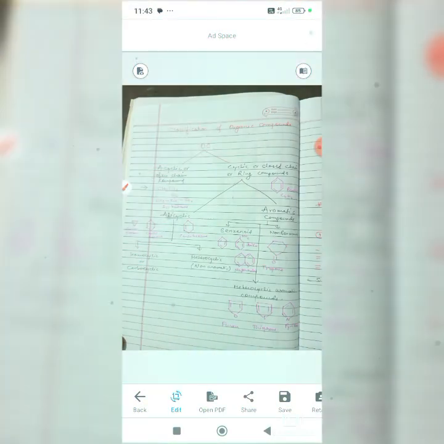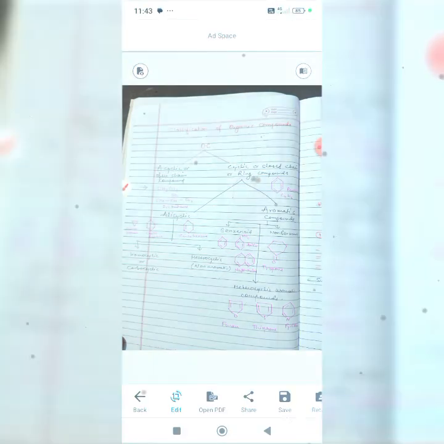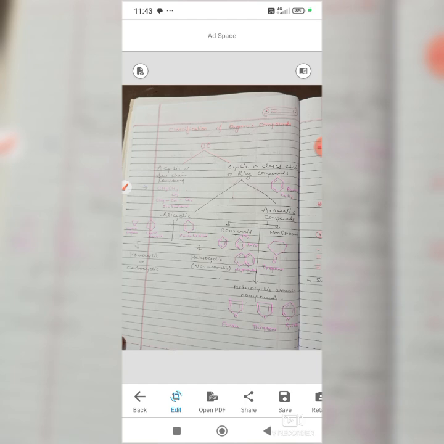Now we have the classification of organic compounds. Organic compounds are classified into 2 different types: acyclic or open chain hydrocarbons, and cyclic or closed or ring compounds. We have examples like butane, hexane, propane. These are examples of open chain compounds known as acyclic. And cyclic, in which it makes a closed chain, like benzene, C6H6.